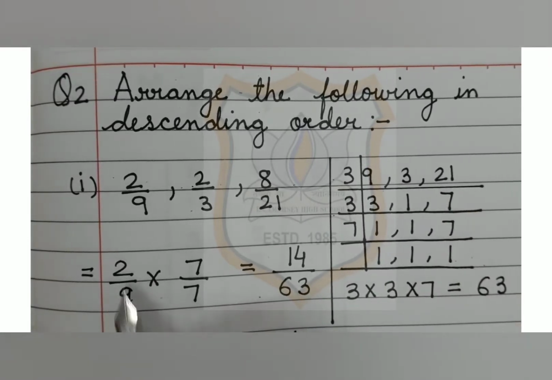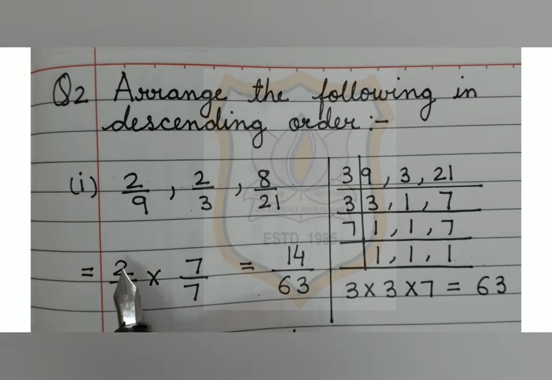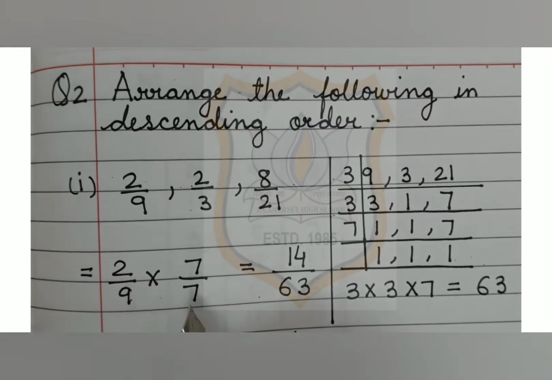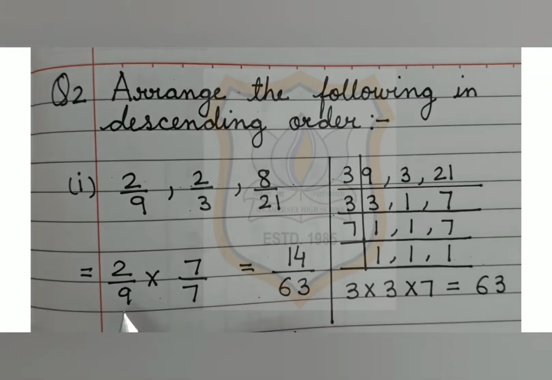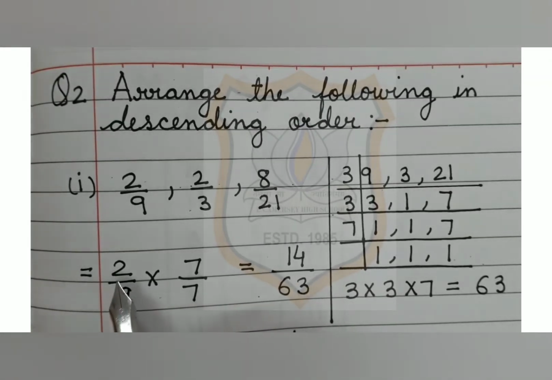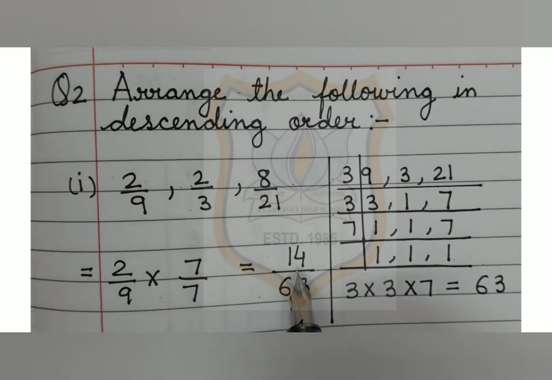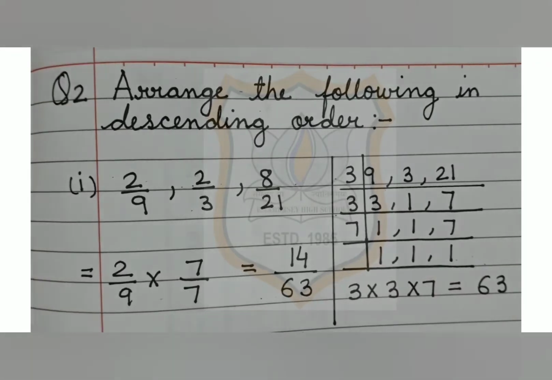Now 2 upon 9. This is the first fraction. 2 upon 9, denominator is 9. 9 is multiplied by what? So that the answer will come 63. 9 is multiplied by 7 because 9 sevens are 63. If 9 is multiplied by 7, then 2 is also multiplied by 7. So 2 sevens are 14. Now our fraction will become 14 upon 63.